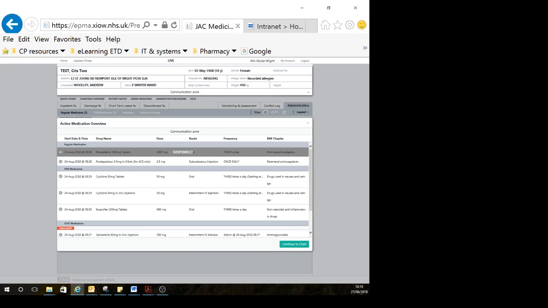In order to prevent this from happening, of course, the most important thing is make sure all doses are signed for. When you're on your drug round, you shouldn't have any doses left over, and then this problem won't arise.